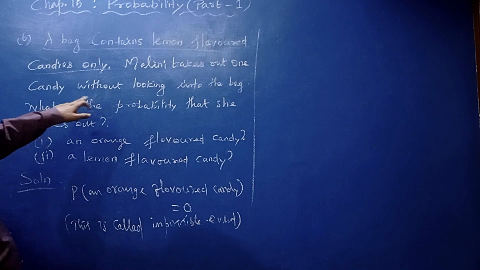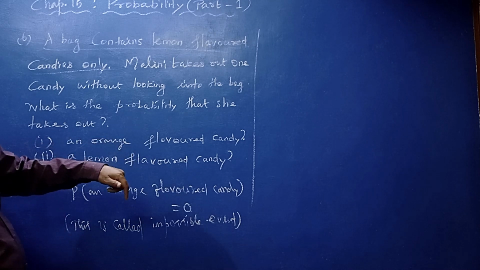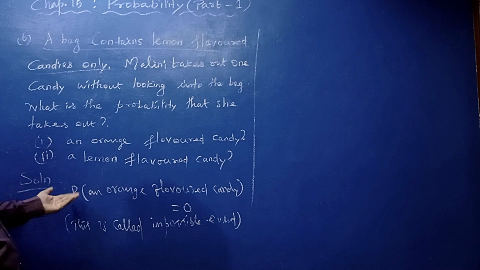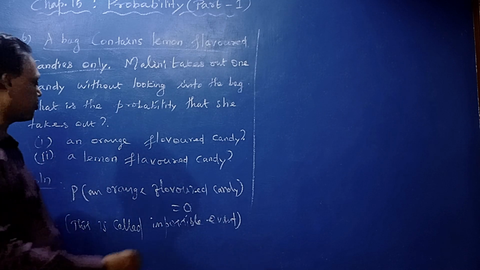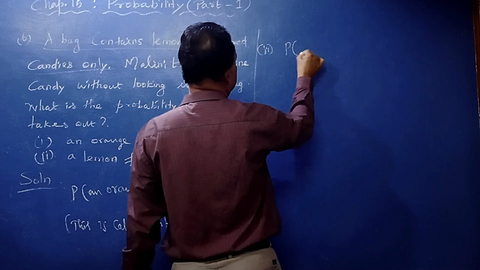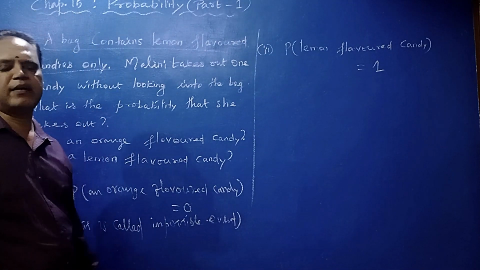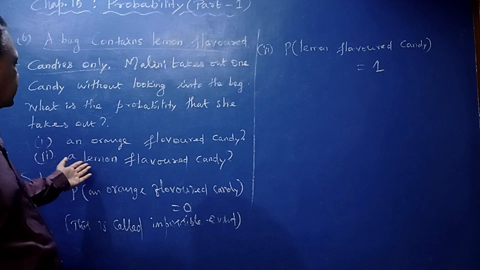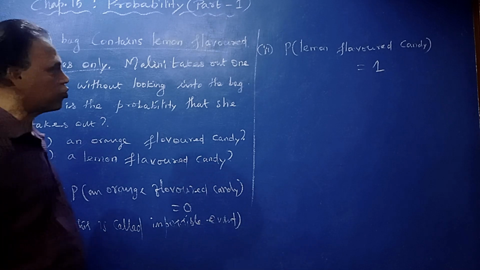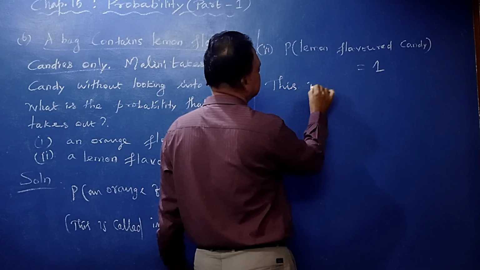So Molly takes out one candy without looking into the bag to get an orange flavored one. How will she get it, when the bag is full of lemon? That's why it is an impossible event. So the probability of a lemon flavored candy is equal to 1. Whenever she takes one, she will get lemon flavored candies only. That's why the probability is 1. Therefore, it is a sure event. This event is called a sure event, a certain event. Clear?